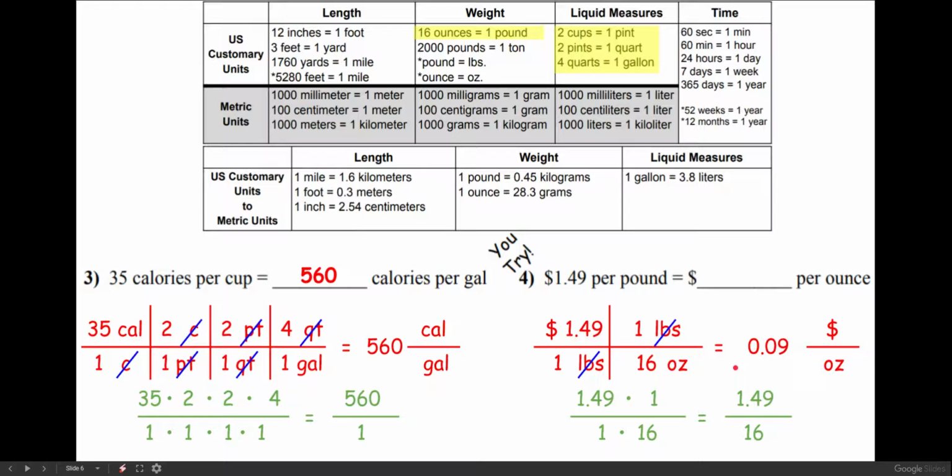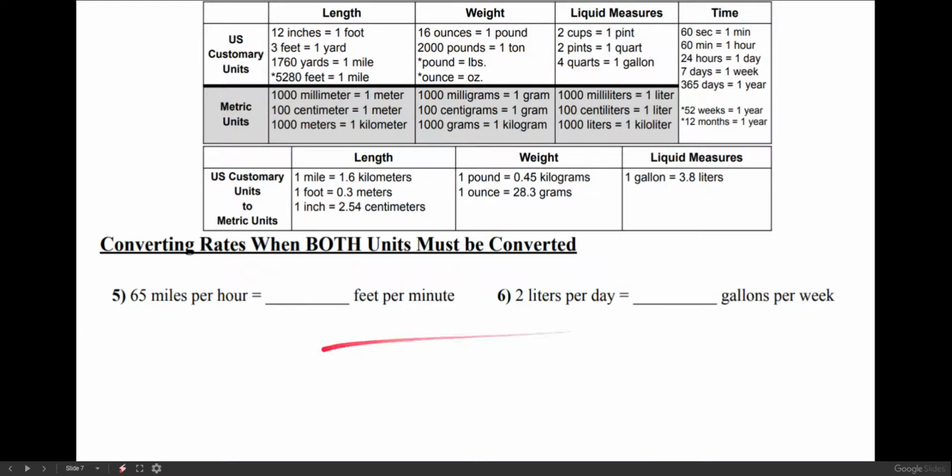You should get roughly 9 cents. It's going to run a little bit longer, but when you round it, it's going to be about 9 cents per ounce is the cost. Let's take a look at more difficult problems. Now, we're going to be converting rates when both units must be converted.